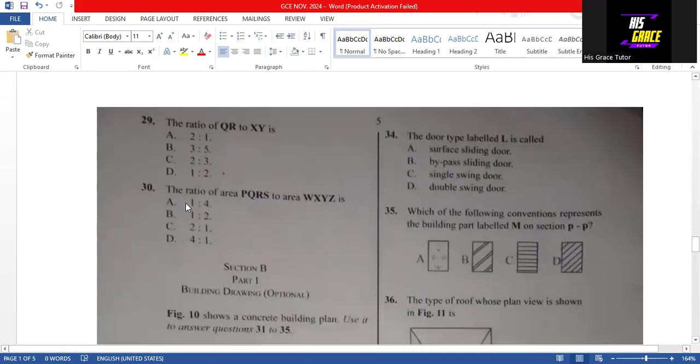And question 30, the ratio of area PQRS to area WXYZ is 2:1. That is option C, the answer to that question. So we have answered questions 1 to 30 on general geometrical drawing. Now we go for the 10 questions on building drawing.